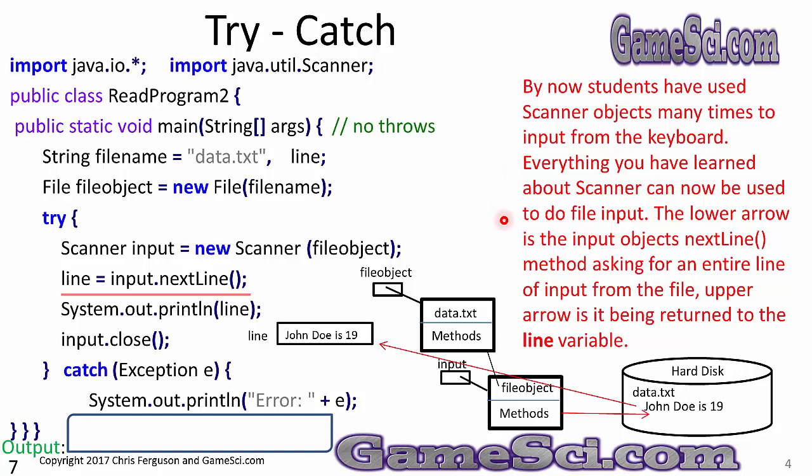The lower arrow is the input object's nextLine method asking for the entire line of input from the file. This lower arrow says the Scanner object will request the next line of data from the file. The upper arrow is being returned to the line variable. So once it's read the line of data, the upper arrow shows it being returned and assigned to the line variable.